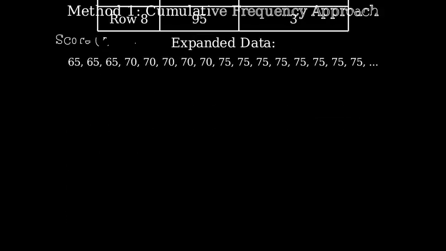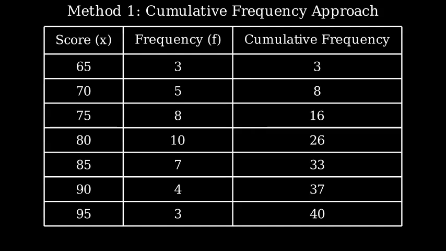To find the median with frequency data, we can use the cumulative frequency approach. First, we add a column to our table for cumulative frequency. This tells us the running total of frequencies as we move down the table. Next, we need to find the total number of data points. In our example, we have 40 students in total.